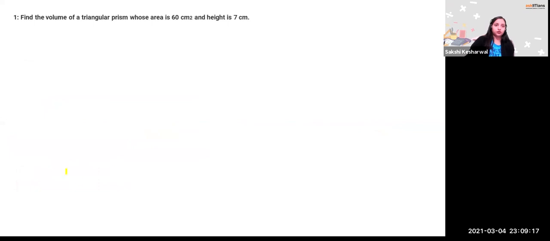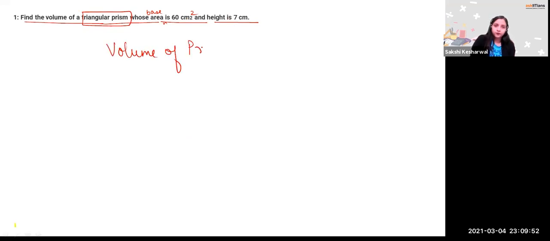Now, let's come to the question. What does the question say? Find the volume of a triangular prism whose base area is 60 centimeters square and the height is this. So this is easy. For a triangular prism or any prism, you have to find the volume. The volume of a prism is equal to base area into height.